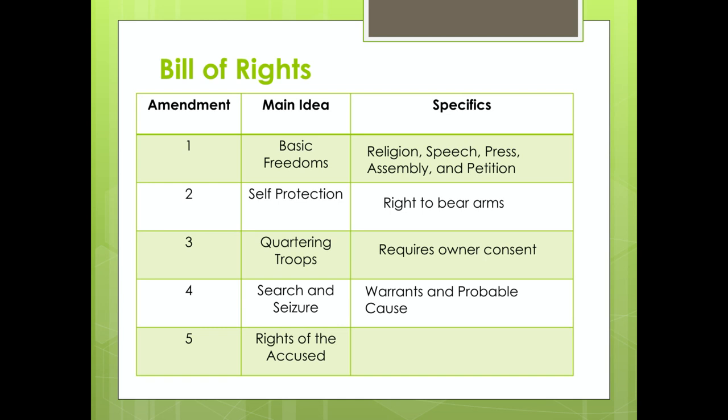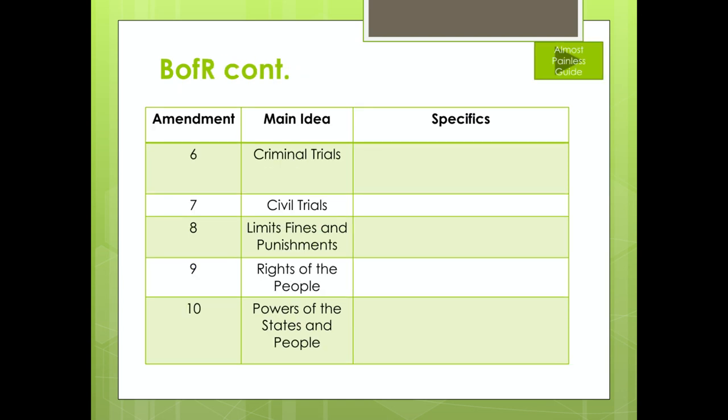Amendment 5, or the Fifth Amendment, is the right of the accused. You got to have a right to a jury, you got to have a right to due process, and you must have the right to be able to confront your accuser. Amendment 6 deals with criminal trials, that the criminal trials should be speedy, they should be public, should have an impartial jury and a lawyer that would represent you. So that's the Sixth Amendment.